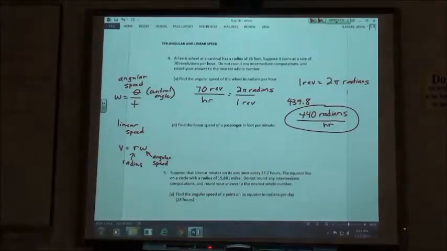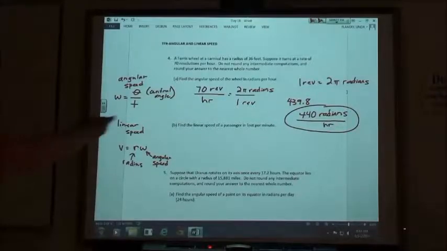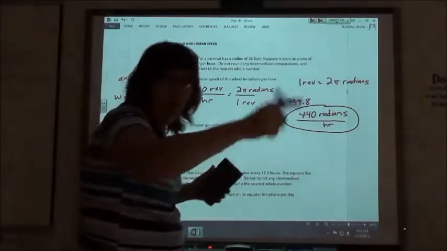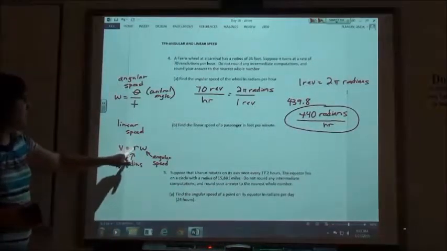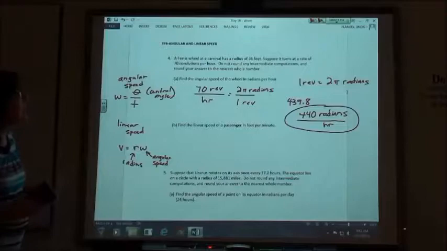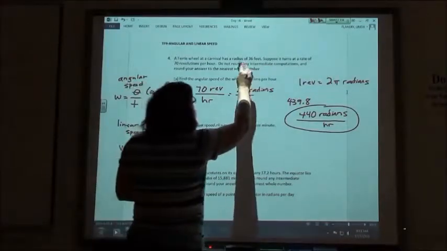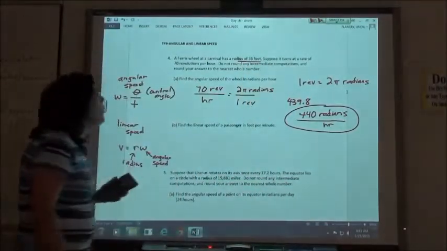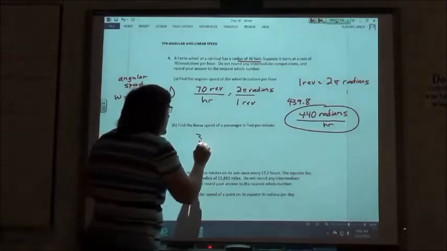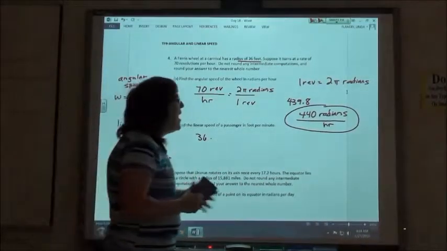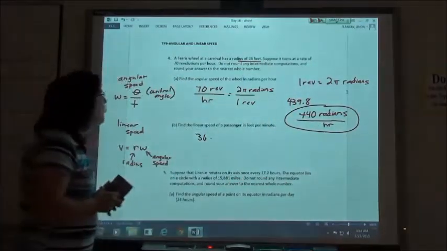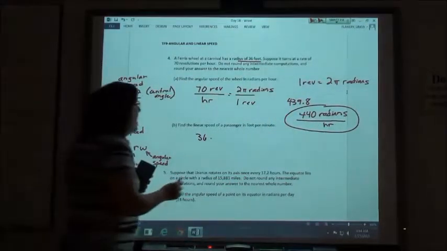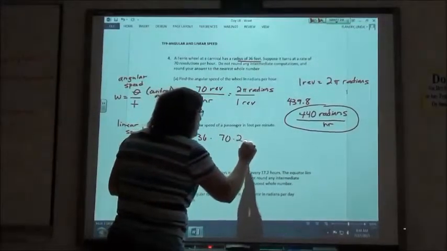The next part there, we want to find the linear speed. The linear speed is how much distance it would cover if it was rolling along the ground. For the linear speed, we're going to take the radius times the angular speed. It told us right up here that the radius of our carnival wheel is 36. So we're going to take the 36 times, and we don't want to use this rounded off number. So we want to go back to what we did for our calculation to get that number, 70 times 2 pi.